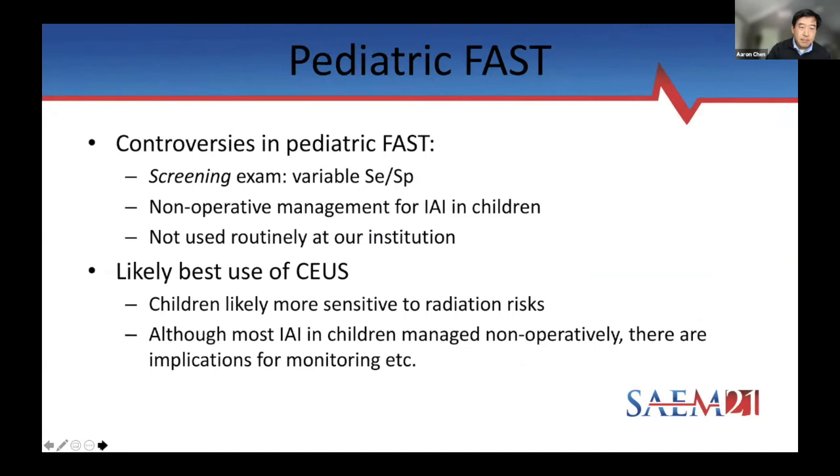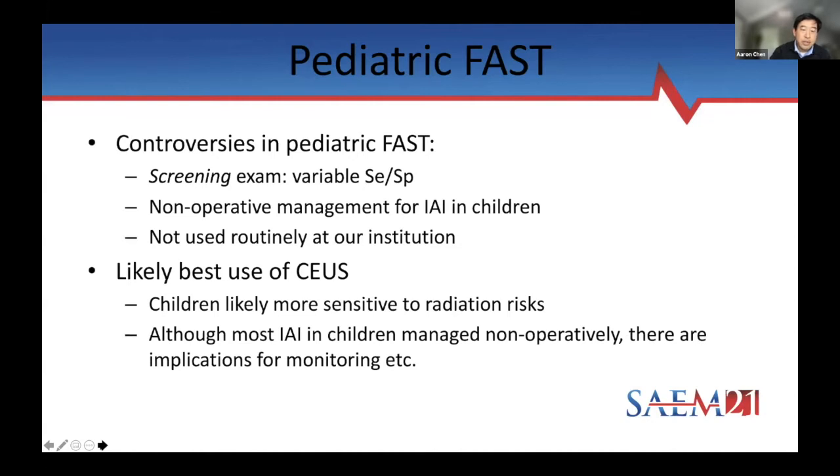As many of you probably are aware, the FAST exam is now very well set in the adult literature. It's part of ATLS, but in pediatrics, it's actually fairly controversial. As a screening exam, you're looking for free fluid, and there are some problems with operator variability, but also children are often running around with fluid in their belly just normally, like from a recent gastro or whatever. And conversely, pediatric patients for whatever reason can have significant injuries, including significant liver and splenic lacerations, without detectable free fluid, even on CT or potentially even MRI.